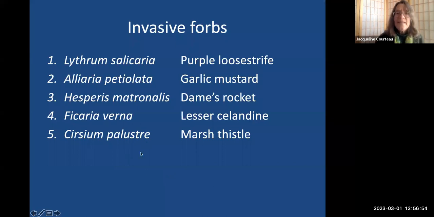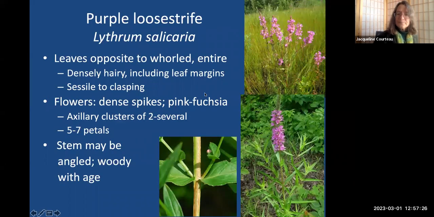So in the couple minutes I have left, I'm going to just zoom through some of these invasive forbs. I will make this presentation available as a handout if you want to request it after, because I know I'm going really fast on these. The forbs are really important, but I think at least the first three are really quite familiar. People have spent a lot of time looking at purple loosestrife, garlic mustard, and Dame's rocket, so I'll go through those quickly, but I do want to highlight especially lesser celandine or fig buttercup, and then marsh thistle.